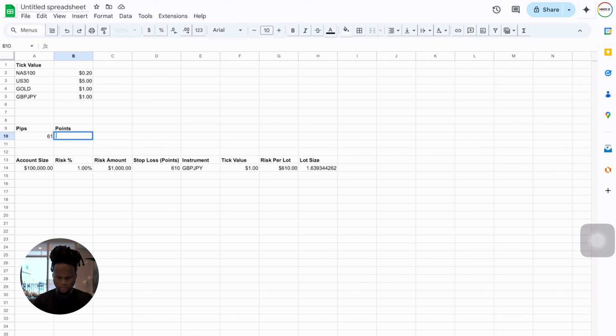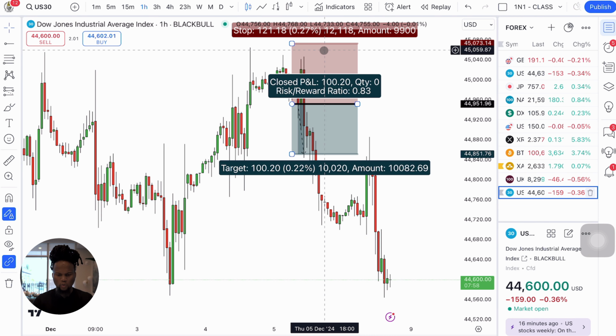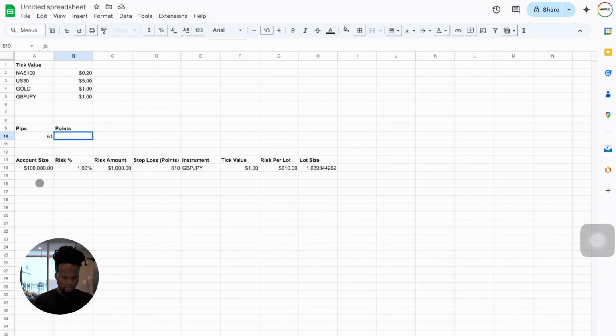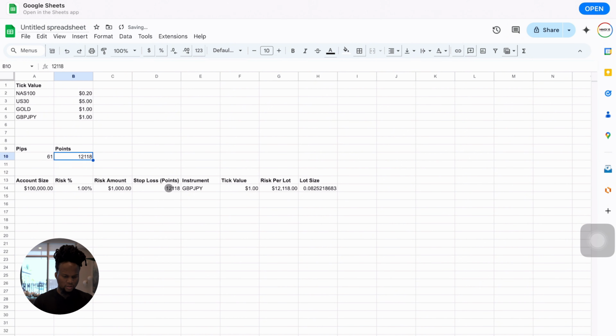So what was the value that I got a while ago? This is going to be 12,118. I'm going to adjust this and give you 12,118, just a simple thing. So this is 12,118 points. Because this is 12,118 points, I'm going to give you the US 30 instrument. So it's $5 per pip, and then you're going to have a 0.01 lot size for this specific move.